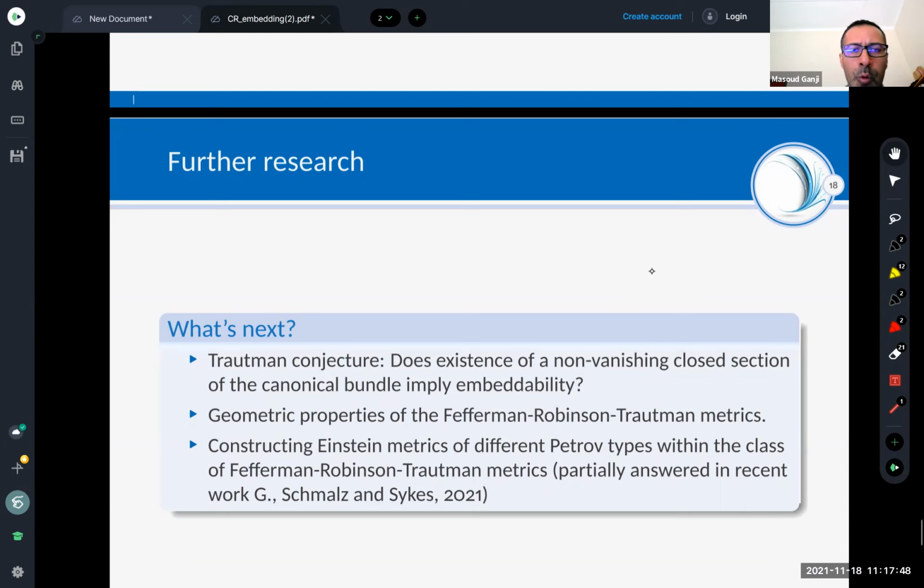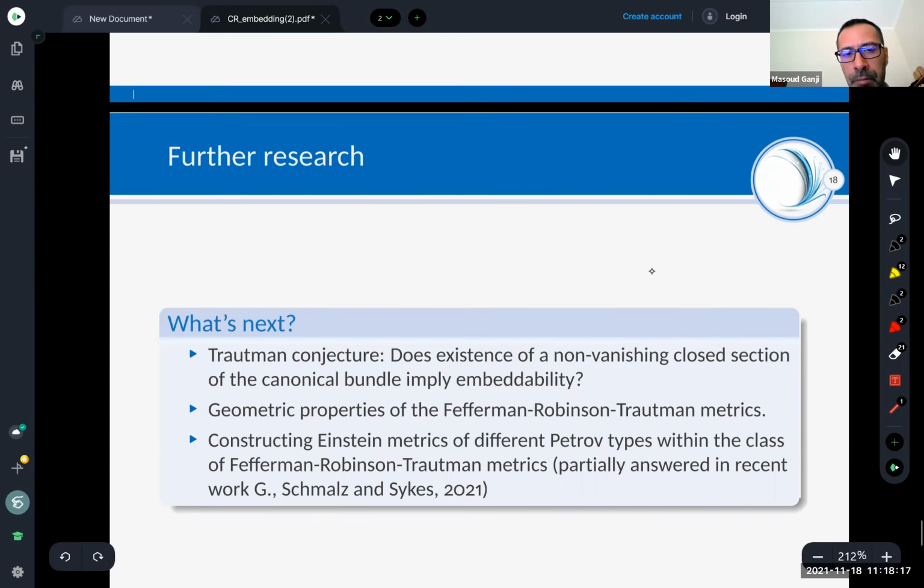So that's one question. The Trautmann conjecture was: if you have a CR manifold with a closed section of the canonical bundle, does it imply embeddability? Many people have been interested in this question, people like Ebenfelt, like Jacobowitz, and we still don't know what happens.